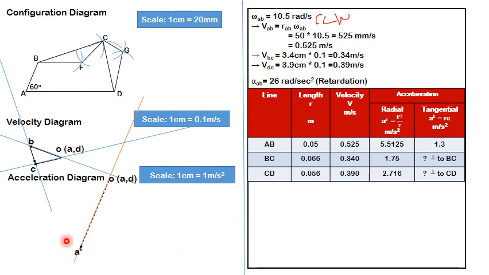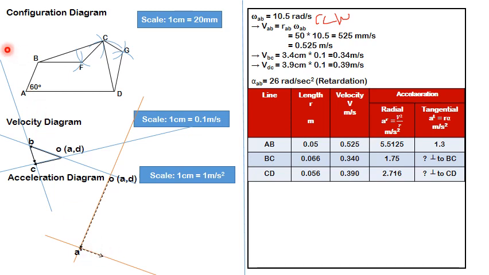Now perpendicular to this, I have to draw the second vector, that is 1.3 centimeter, the tangential component of acceleration. So that's what I have done. I have drawn a rough line perpendicular to this, and on that line I have marked a length of 1.3 centimeter. Please see the arrow once again here.